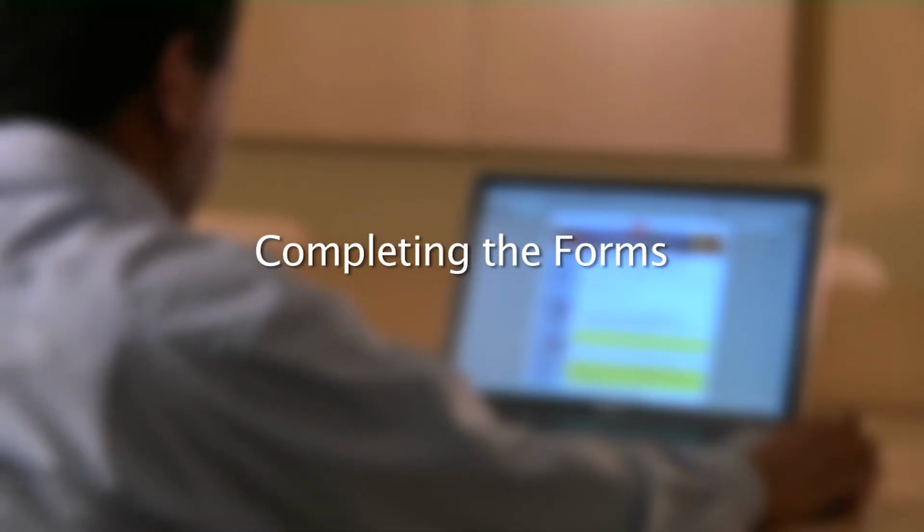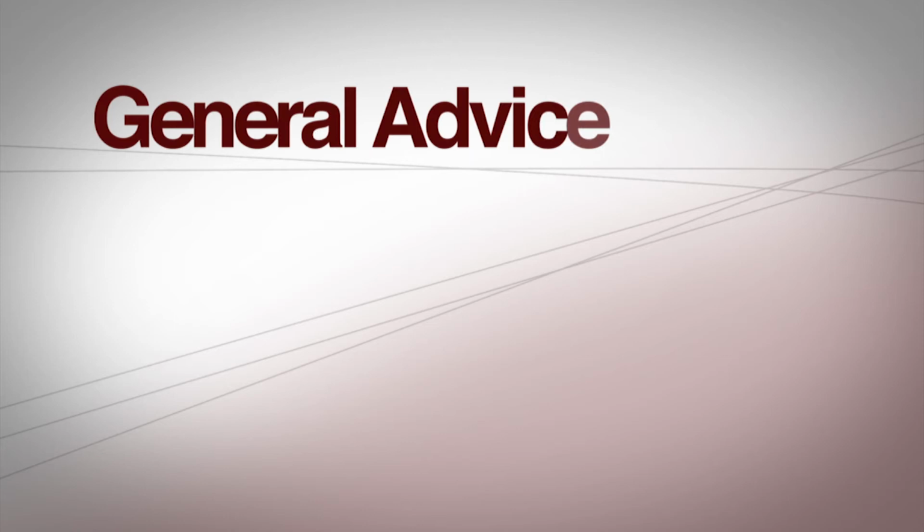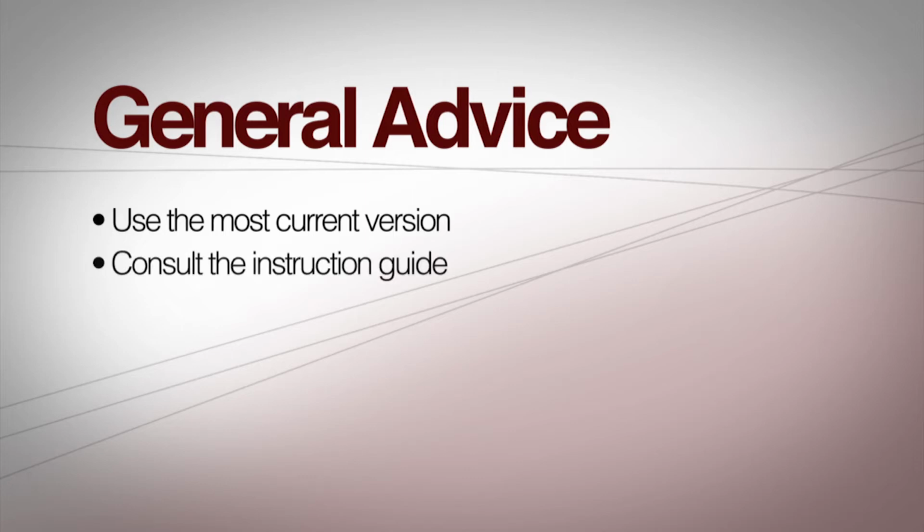Completing the forms. Consider the following general advice when completing your application forms. Check to make sure that you are using the most current version of the application form. You can find the date at the bottom left-hand corner of the form. Look at the instruction guide for a list of all required documents you will need to submit and instructions on how to validate and generate a barcode.